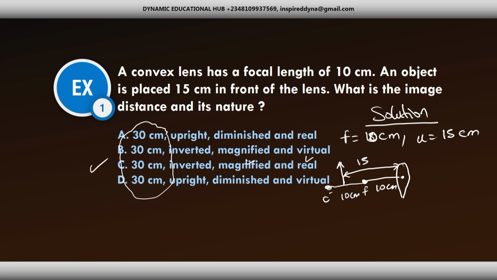So you can quickly find this 30 centimeter. If you want to find the image distance, it's very simple. You don't know v here, v is unknown, so you should know that 1 over f equals 1 over u plus 1 over v. Now the focal length of a convex lens is positive, so when you insert your values, you are going to get 30 centimeter for that. All right, that is how to solve a question like this in JAMB.